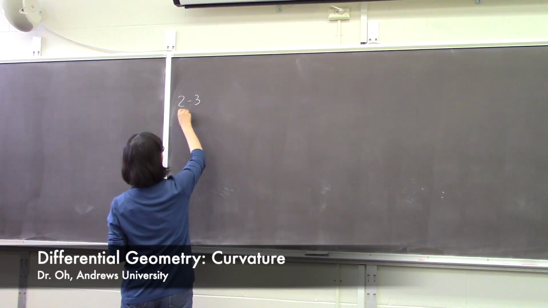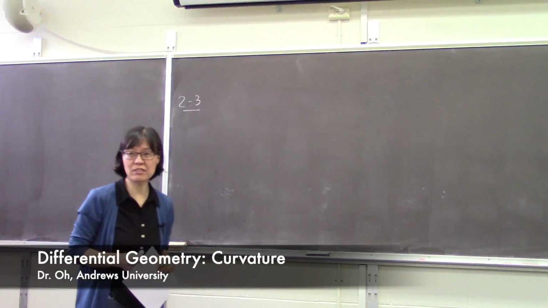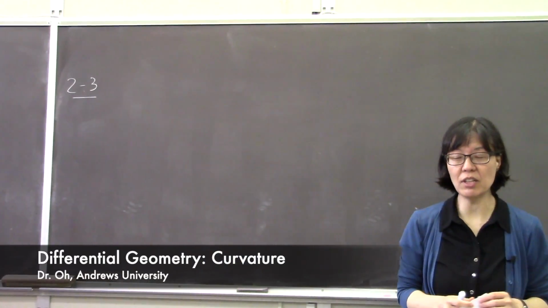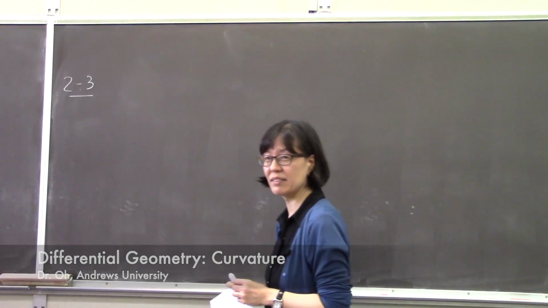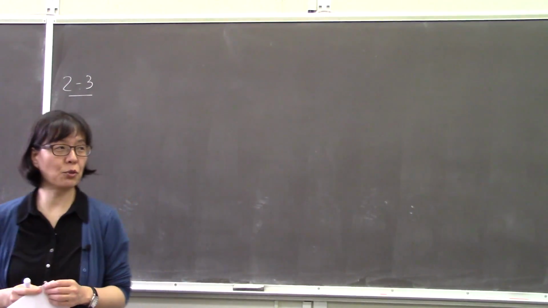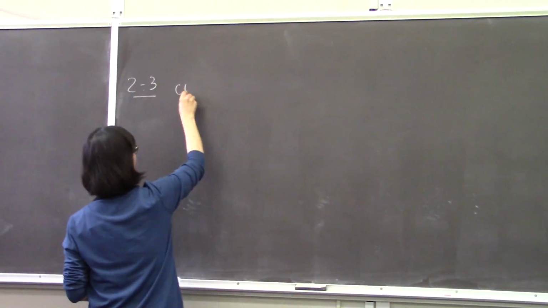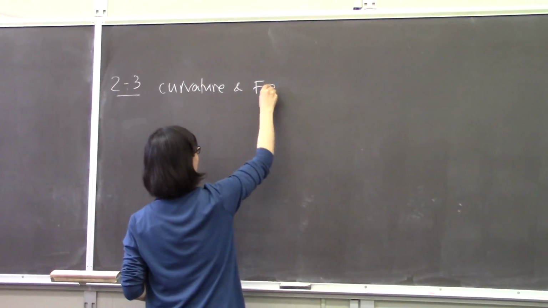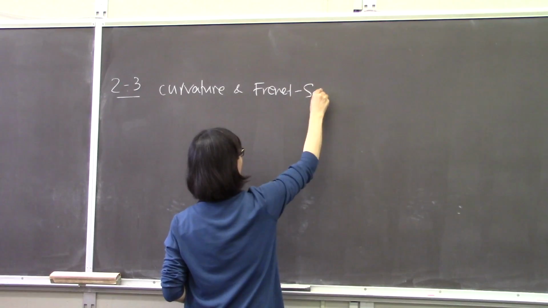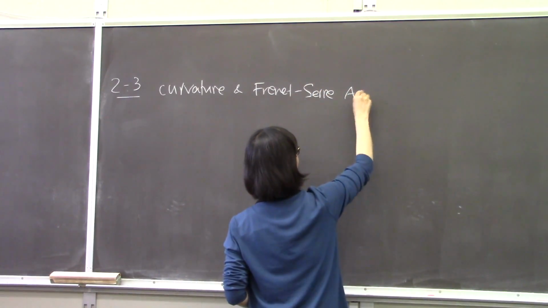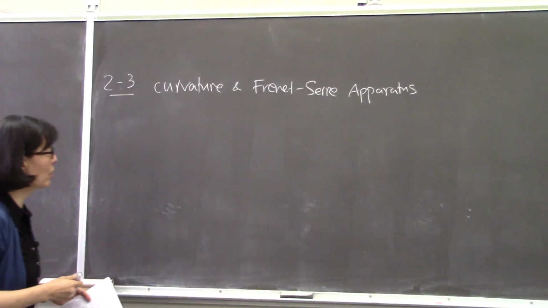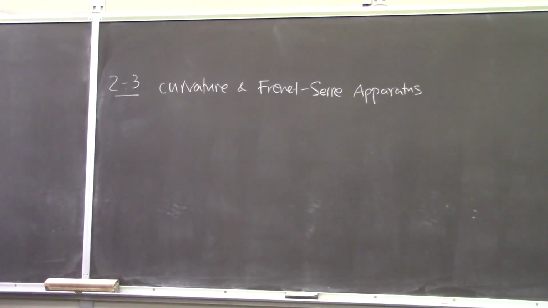So 2-3, we had two sections last time. 2.1 basic definitions and introduction. 2.2 we did arc lengths. Now today we'll do the curvature and Frenet-Serret. So very important section. Okay.